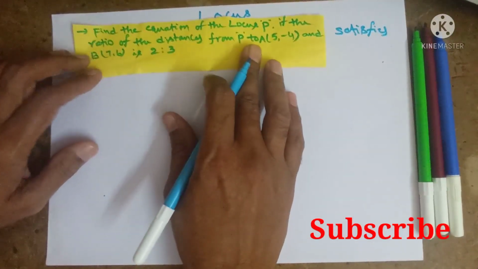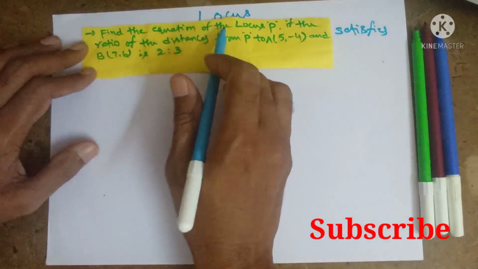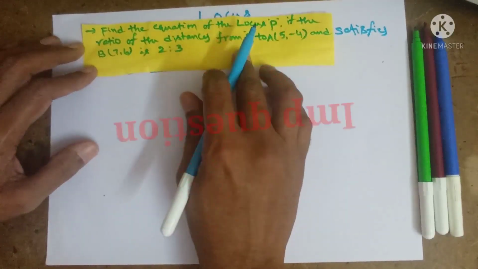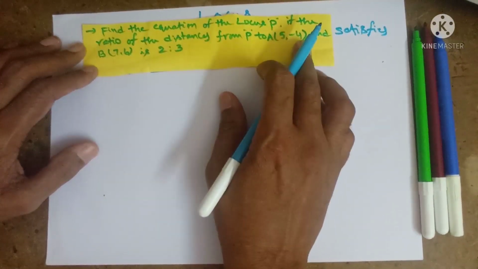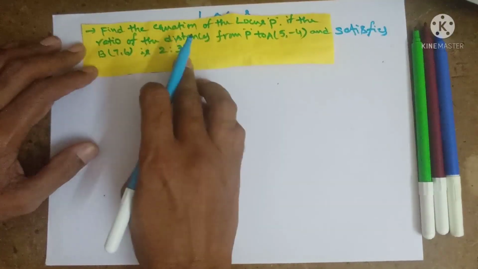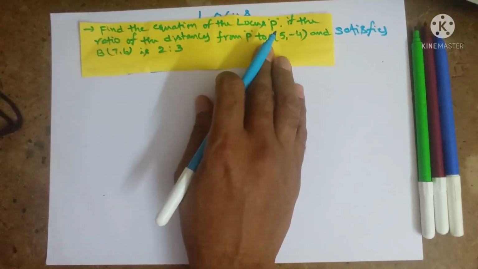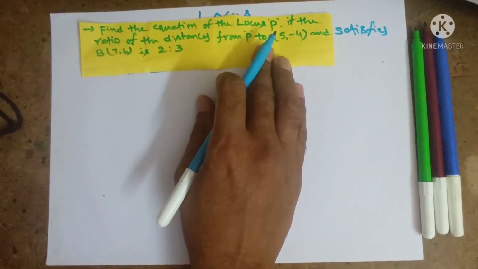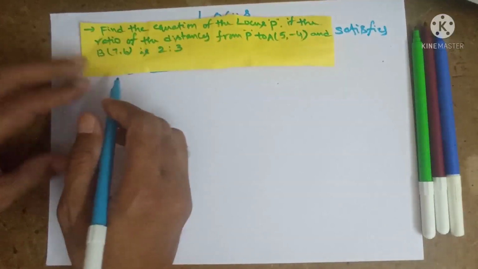Okay, now we start the question. First question. Find the equation of locus of P if the ratio of distances from the point P to A of 5 comma minus 4 and B of 7 comma 6 is 2:3. This ratio type problems are in our textbook. There are two ratio type questions, so one of the questions they will ask, no doubt. So the first question, this is the question.